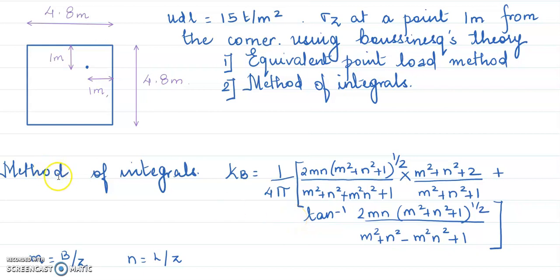However, when you're using this method of integrals for Boussinesq's theory, the IS 8009 gives you a chart wherein these factors are already available. So let's have a look at the problem which we have already solved maybe 2 or 3 classes before. We had a foundation of 4.8 meters by 4.8 meters. So it was a square foundation.